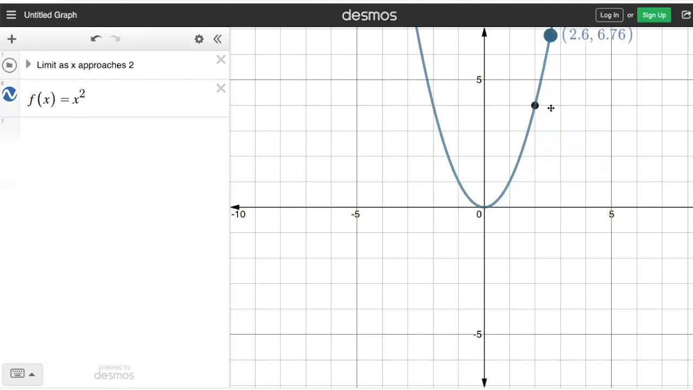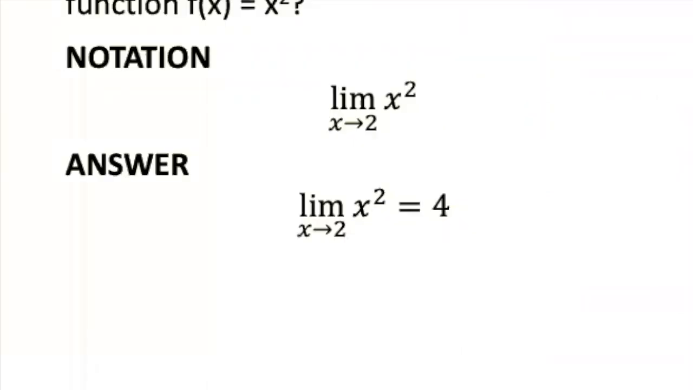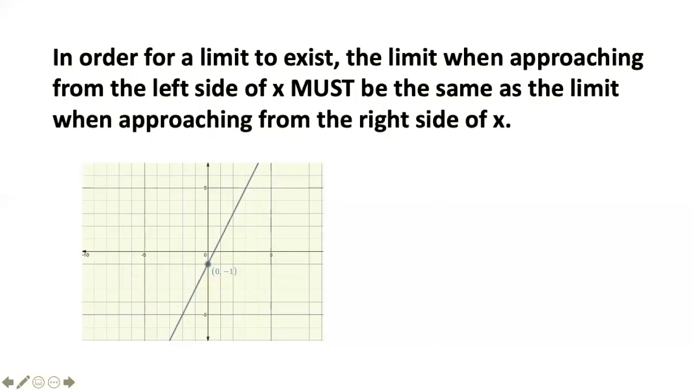So I've taken my point to the right now. And as I drag it closer to x equals 2, again, I watch the y-coordinates, and I can see that they approach 4. So it would be correct to say that the limit of this function f of x as x approaches 2 equals 4. And because the y values trend towards 4, we would say the limit as x approaches 2 of the function x squared equals 4.